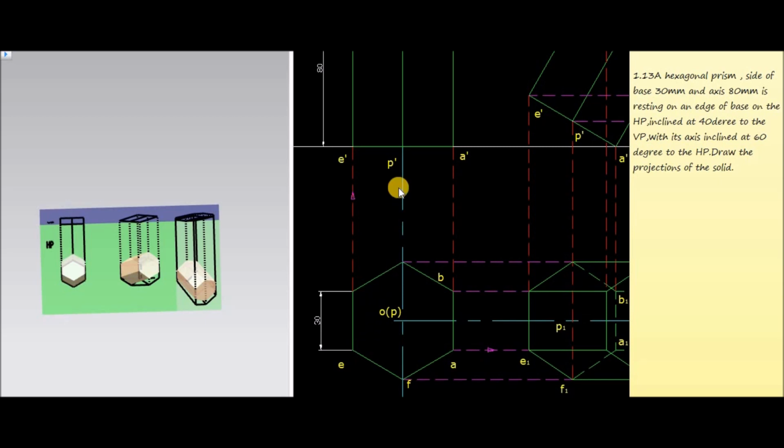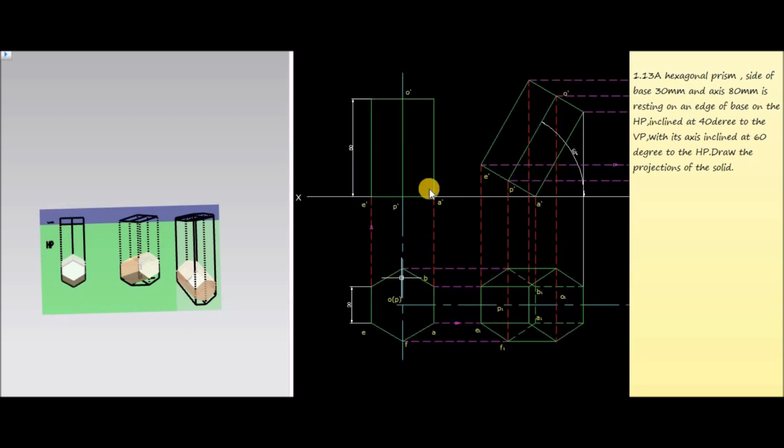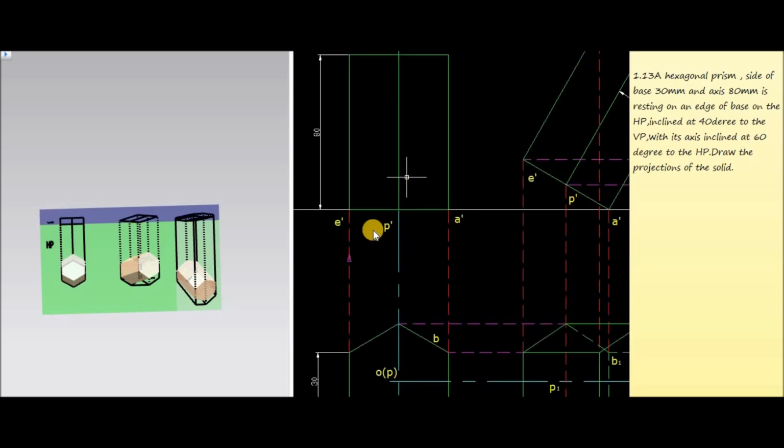Here the point P which is not visible, that is why represented inside the bracket. Now for getting the front view, project all the corners to the XY line. We have to draw perpendicular line to this XY line. Then it is given that the height of the prism is 80 mm. Now mark distance 80 mm from the XY line.